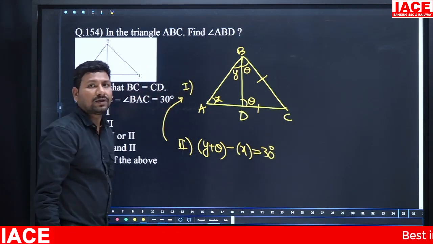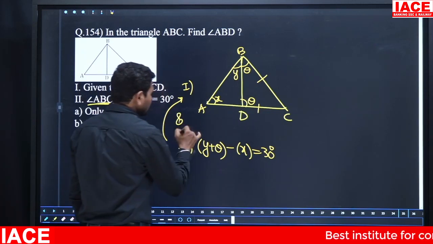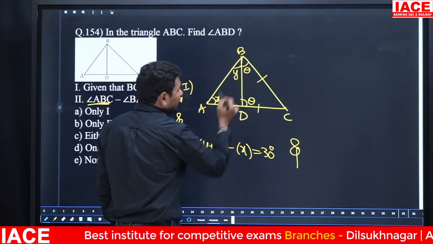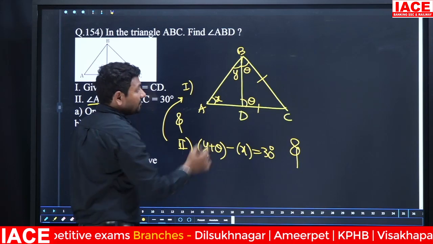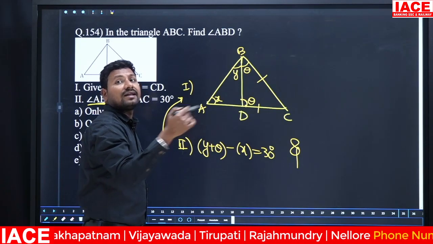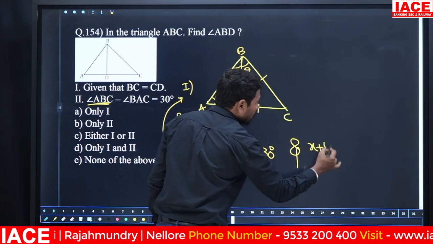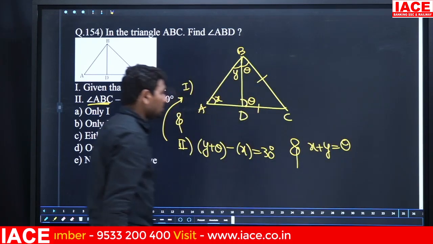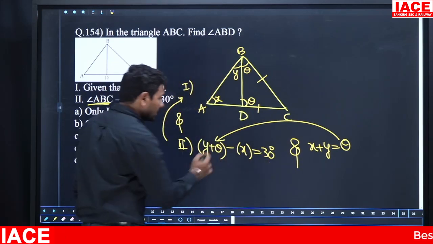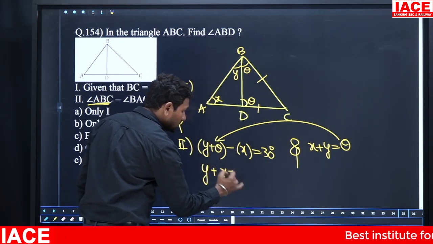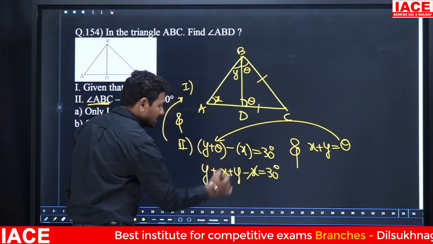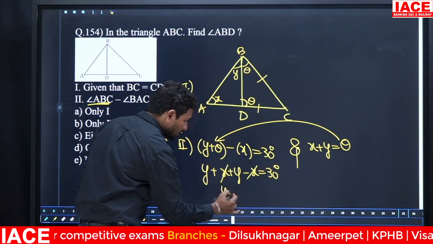Angle ABC is y plus theta, minus angle BAC which is x, is equal to 30 degrees. And from the triangle, when you are combining statements 1 and 2, another result also we have to write. The other result is what? The sum of the two interior angles is always equal to the third angle, the exterior angle. Then x plus y is equal to theta. Then theta will be substituted here: y plus x plus y minus x is equal to 30 degrees. Then plus x minus x will be cancelled. y plus y is equal to 30 degrees. Then y is equal to how many degrees?